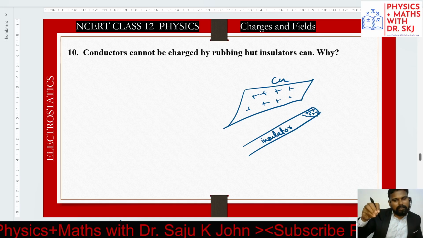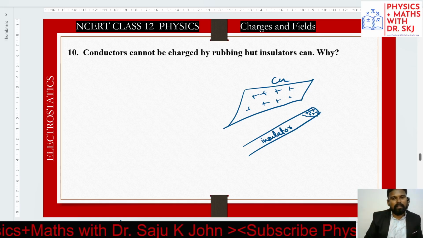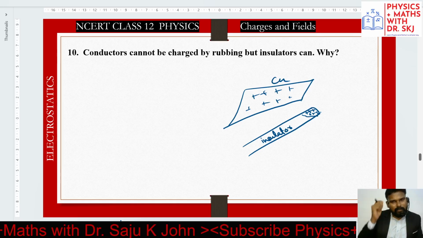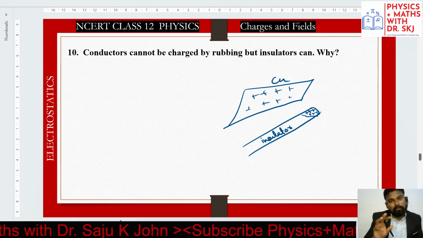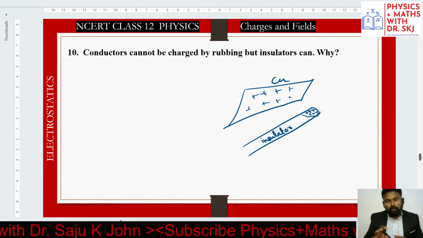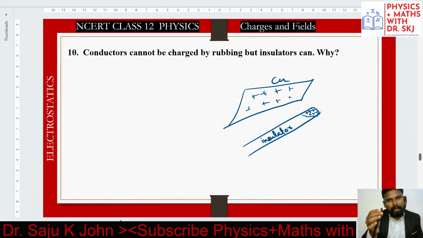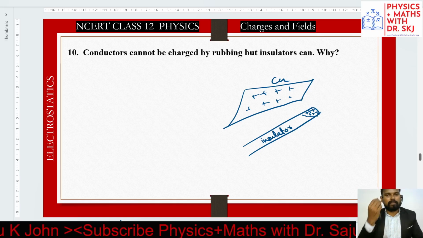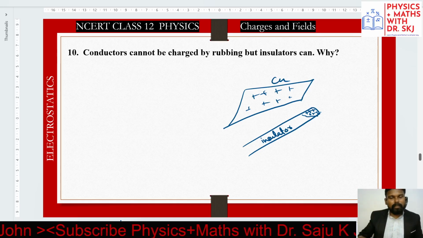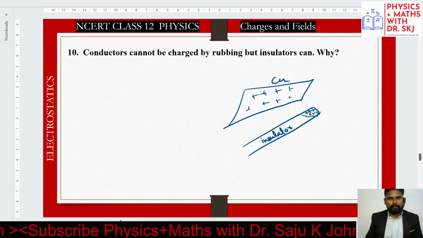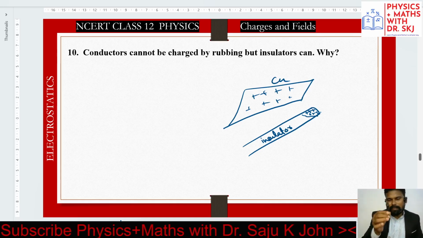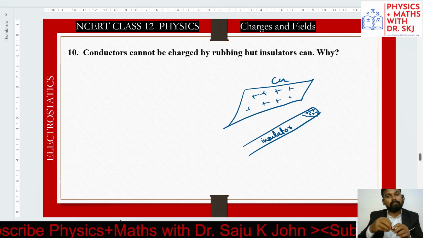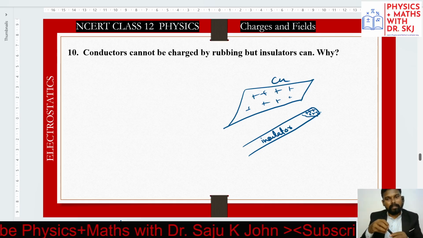So the effect of charge on the tip of the conductor that you have rubbed with your hair will be very less. Also, if you hold the conductor with your hand, the charge will be conducted through your hand to earth, through your body to earth. So the charge will be earthed. But in the case of insulators, what happens? The charge will remain at the same place where it got.